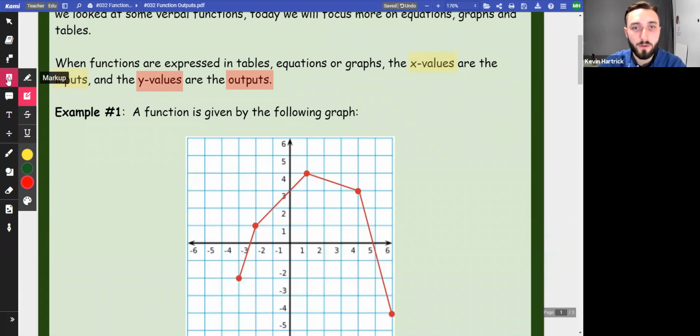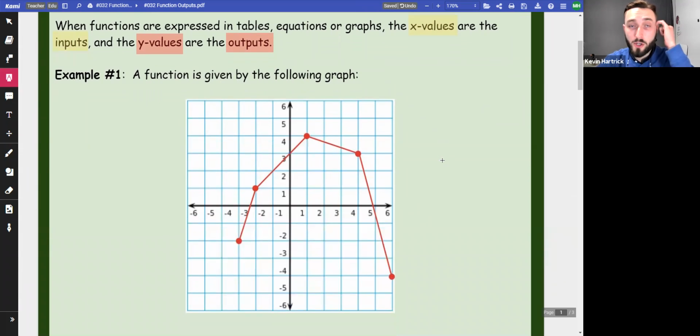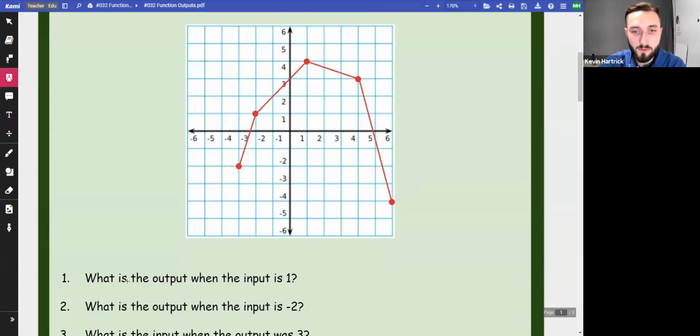So let's look at example number 1. It says a function is given by the following graph. So we're given a function on a graph. These red lines and points, this all is considered the function. So let's answer some of these questions. It says, what is the output when the input is 1?